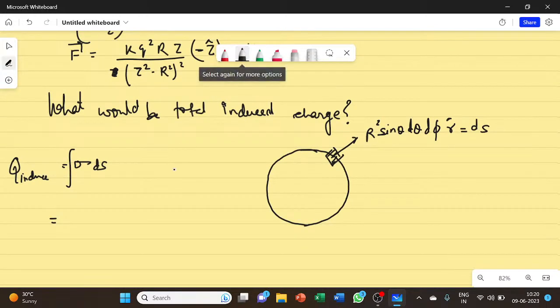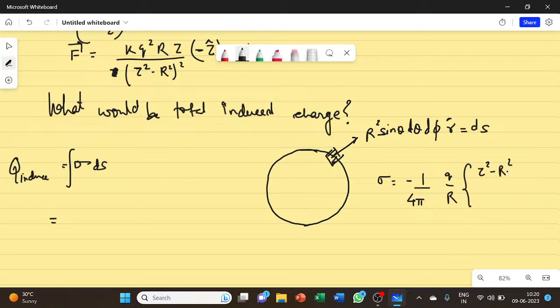So what was my sigma? My sigma was equal to minus 1 upon 4 pi, q upon capital R, and then z square minus r square divided by (r square plus z square minus 2rz cos theta) whole raised to power 3 by 2. Okay, so this is my sigma, and I want to use this sigma in order to obtain the total induced charge on the surface of this conducting sphere.